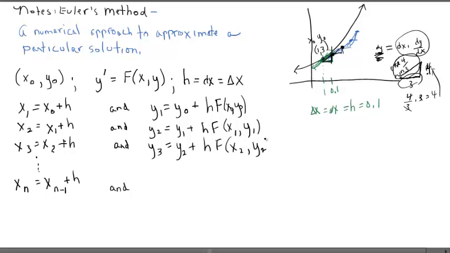So this can continue. So y sub n is equal to y sub n minus 1 plus h times the derivative at the last point, x sub n minus 1, y sub n minus 1. The calculations aren't going to be difficult. It's just the notation. And I think a table, which I'm going to draw here in a second, is going to help us with our examples.